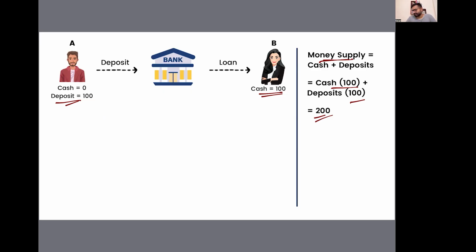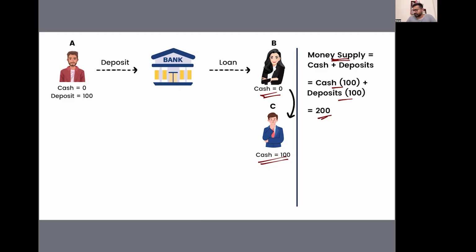Okay. Now suppose this person B lends 100 rupees cash to person C. Now again, this is an exchange of money that has happened outside of the banking system, and therefore you'll see that the cash with person B becomes 0 and the person C has cash of 100 rupees. So the money supply remains the same, that is 200.